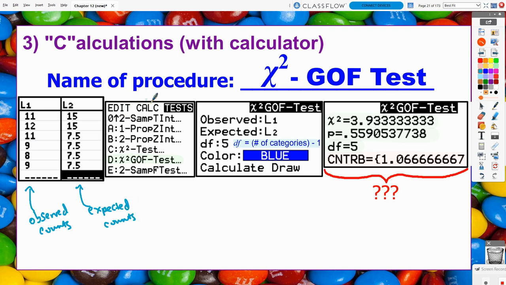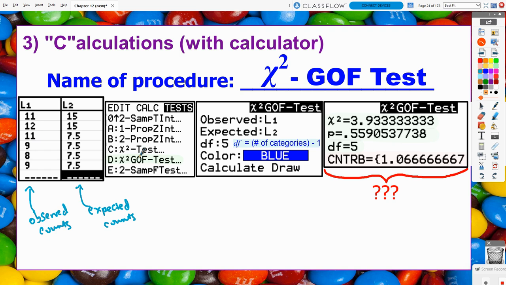Then you can go to the same place that you went before to find all your other tests. You're just going to need to scroll down a little bit more. You're going to notice that there are 2 different types of chi-square tests. There's one that's just called chi-square test. That's going to be for video 2 and video 3. What we want is option D, a chi-square GOF test. And I'll also tell you, if you have an older TI-83 Plus calculator, you are not going to see this command on your calculator. You're going to need a newer calculator, so you can borrow one of mine or get a TI-84.